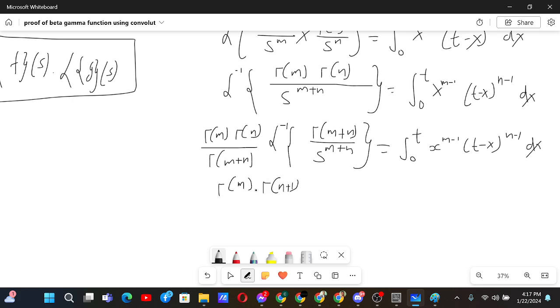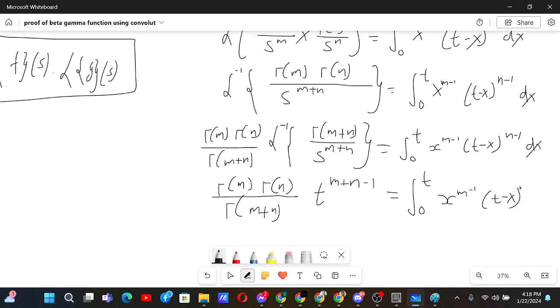Now the Laplace inverse transform of this function will just be gamma m gamma n by gamma m plus n, times t to the power m plus n minus 1. So now the Laplace inverse transform is this function, and over here it's the integral from 0 to t of x to the power m minus 1 times t minus x to the power n minus 1 dx.